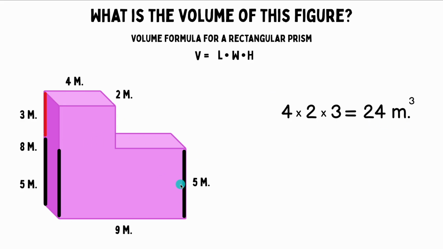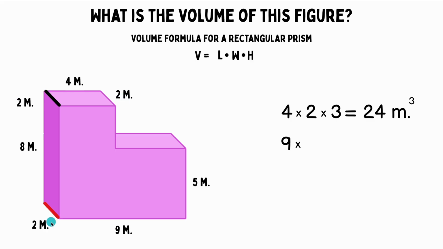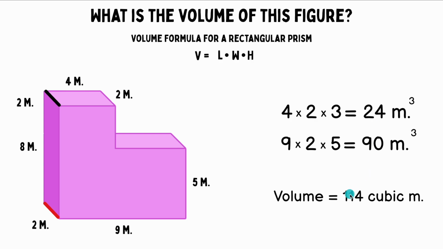Now let's figure out the bottom portion. We have 9 times, we need the width. Well, we know this is 2 meters, which means this is 2 meters. Therefore, this width is 2 meters. 9 times 2 times the height, which is 5. 9 times 10 equals 90 meters cubed. Let's combine 24 and 90. The volume is 114 cubic meters, or we can say 114 meters cubed. We need 114 of these cubic meters to fill up the entire volume of this compound figure.